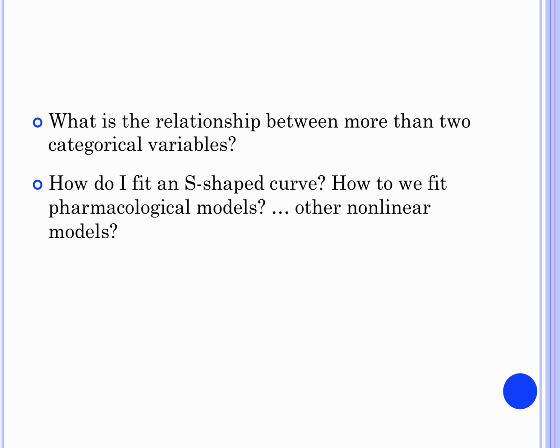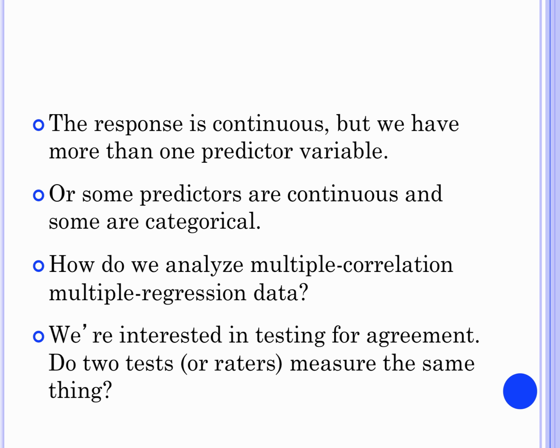What about the relationship between more than 2 categorical variables? What about nonlinear data or S-shaped data? What about pharmacological models or nonlinear models? What if we have a continuous response, but we have more than 1 predictor variable? Or some predictors are continuous and categorical? What about multiple correlation or multiple regression data? And what about if we're only interested in testing for agreement? So we have 2 raters or testers who are rating the same measure on the same thing. How well do those agree?